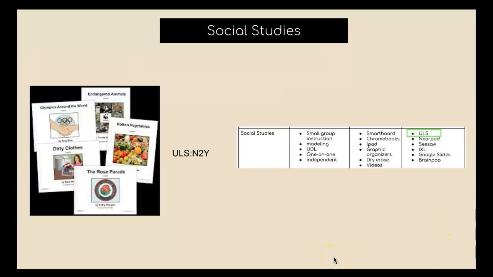For social studies, I've been using ULS. And I really like the ULS News to You because it has news from around the world, and I usually try to pick the ones I think my students will be engaged with, and they are interested in. So I'll print it out, and we'll follow along, and we'll circle the answer. And ULS is aligned with the Common Core standards. So we do this every day.